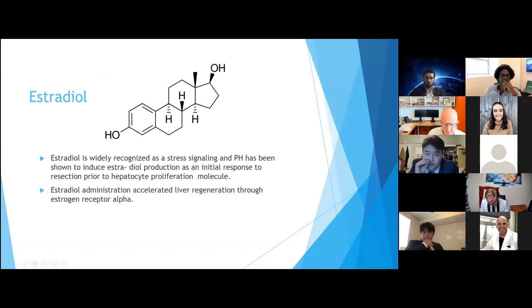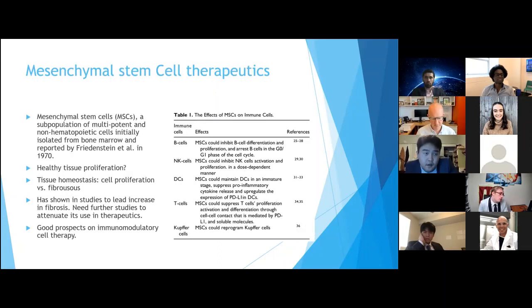So this estradiol happens when there's an injury or some kind of response to injury, and it is produced in the liver. I'm not sure if it's specific to the liver, but it does get produced in the liver. It had a lot of post-therapeutic potential as well, where it can help accelerate liver regeneration through estrogen receptor alpha. And this showed a lot of possibilities for an additional post-treatment after transplantation.